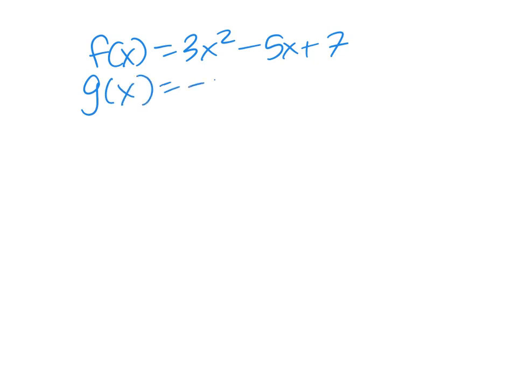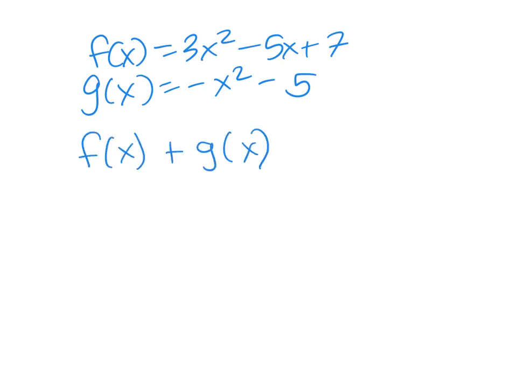All right, we have f of x is equal to 3x squared minus 5x plus 7, and g of x is equal to negative x squared minus 5. Remember that f and g are just names, so it's like saying Frank and George. And they want to know, what is Frank plus George? So wherever I see f of x, I put in the f expression, and wherever I see g of x, I put in the g expression.